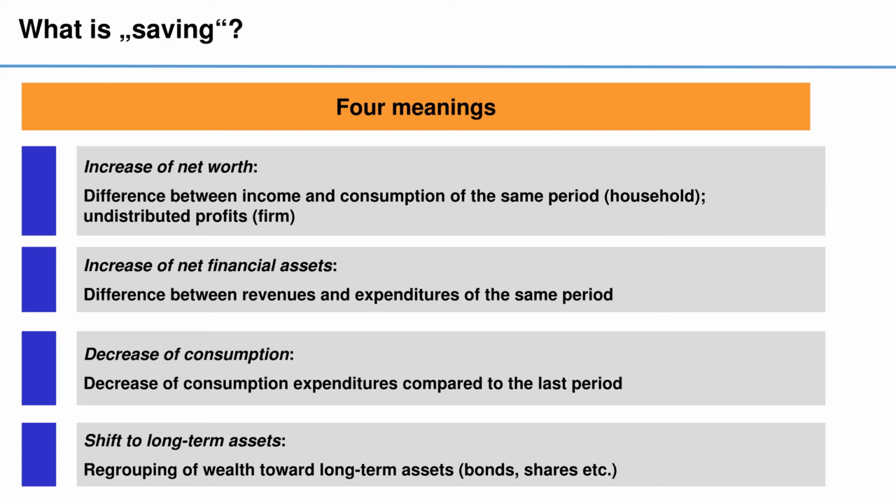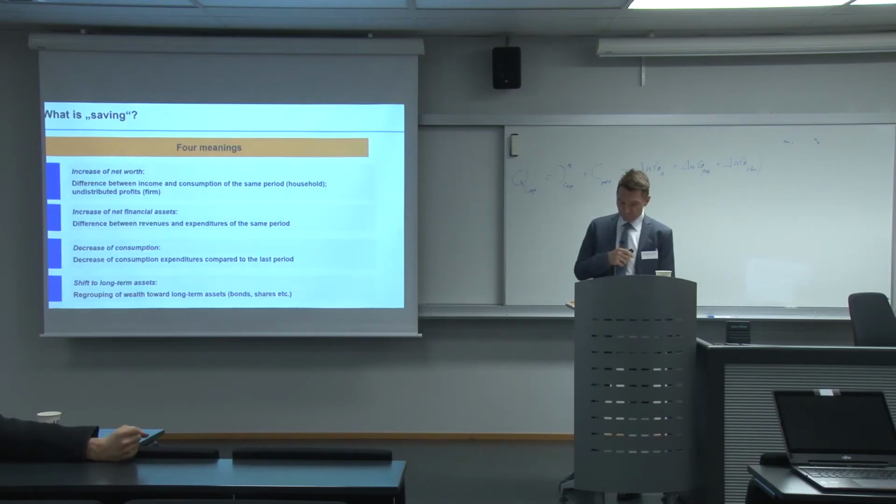But if the household's income increases between the first and the second period, it can realize a larger increase of net worth and of net financial assets, meanings 1 and 2, without decreasing its consumption expenditures, meaning 3. That is, it can save without saving. It can increase its net worth without decreasing its consumption expenditure.